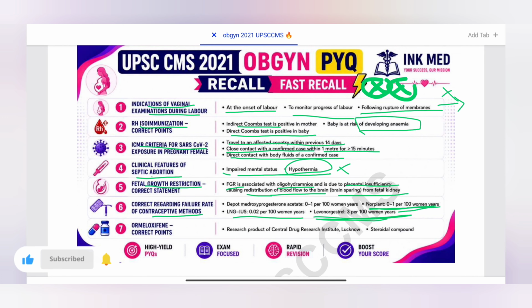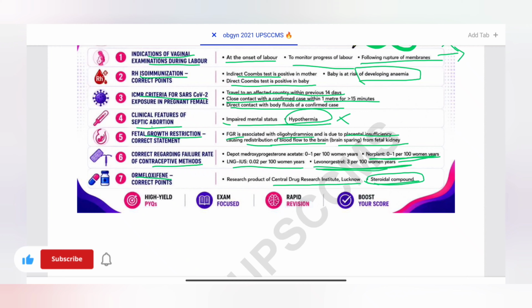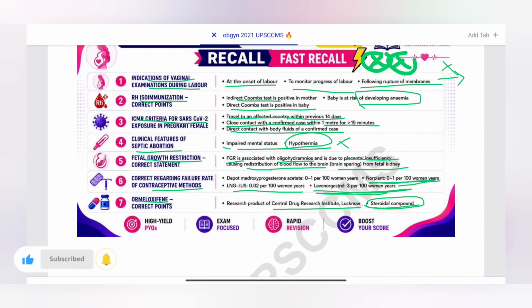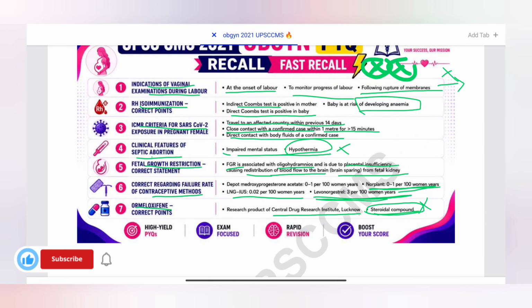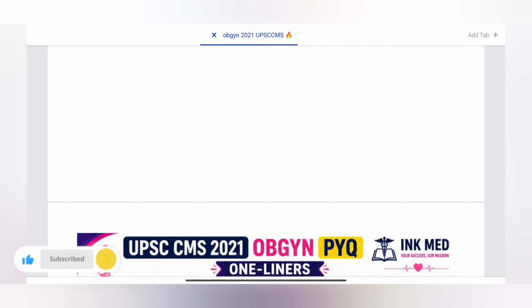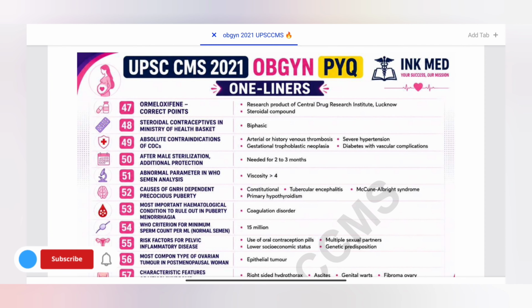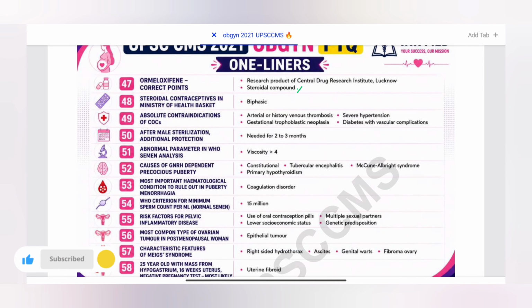Next, ormeloxifene, frequently repeated. Remember, developed by CDRI Lucknow. It is a selective estrogen receptor modulator. It is a non-steroidal drug and weakly contraceptive. Students often confuse it with steroidal contraceptives. Next, again, ormeloxifene. Remember, it is a non-steroidal SERM developed in India. Next, steroidal contraceptive supplied under government programs, biphasic pills.